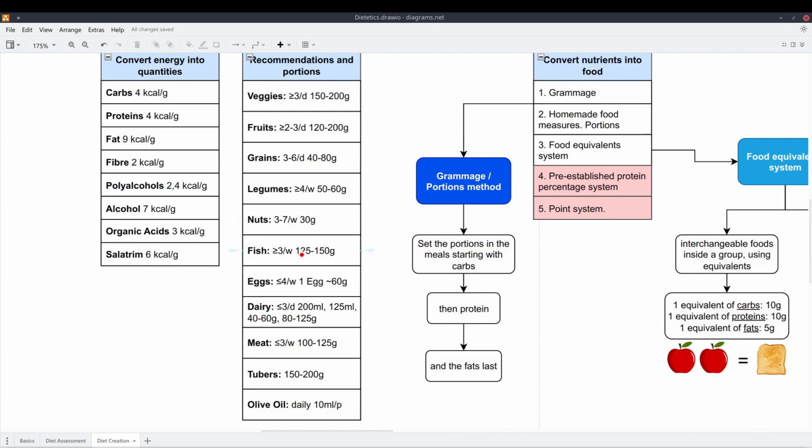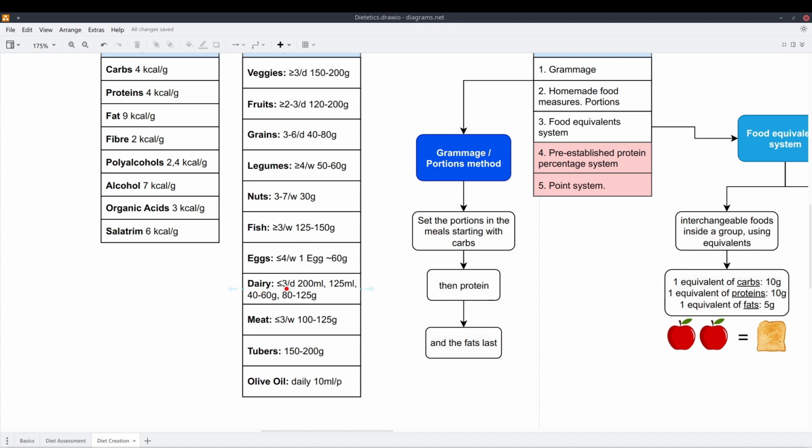Fish, more than 3 per week, from 125 to 150 grams per portion. Eggs, less than 4 per week, and the portion is 1 egg. Dairy, less than 3 per day, 200 milliliters of milk, 125 milliliters of yogurt, 40 to 60 grams of cheese, and 80 to 125 grams of fresh cheese. Meat, less than 3 per week, portion of 100 to 125 grams. Tubers, 150 to 200 grams. And olive oil on a daily basis with a portion of 10 milliliters.